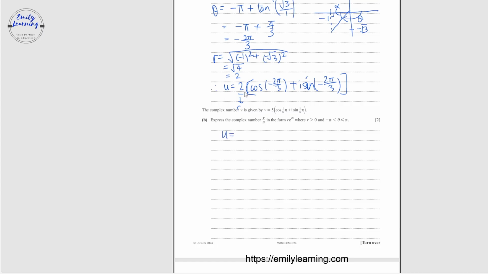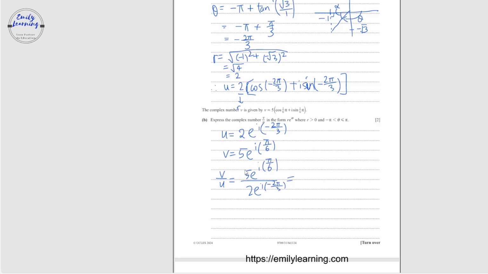So from here, I know that r is 2, right? So for u, I can write it as 2e^(iθ), and its theta is minus 2 pi over 3. Similarly, for v, I can rewrite it. The r is 5. The theta for v is pi over 6. Okay, so with that, let's find what is u over v. U over v is 5e^(i pi over 6) over 2e^(i negative 2 pi over 3).